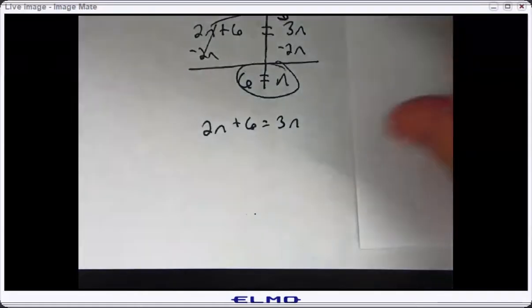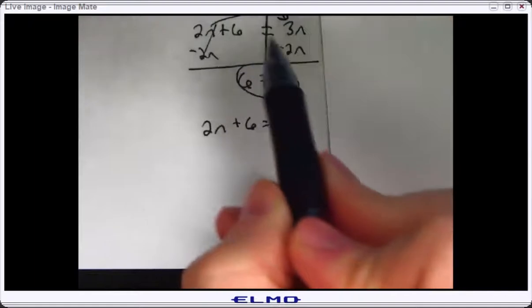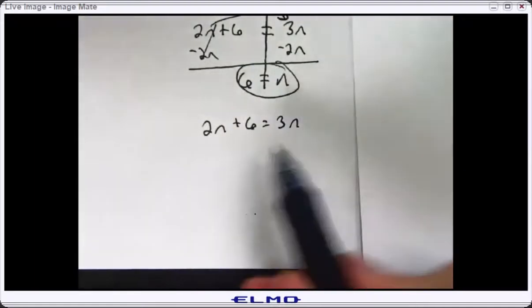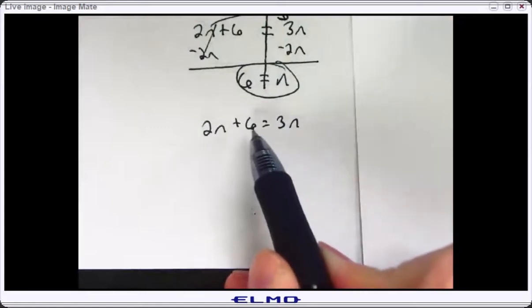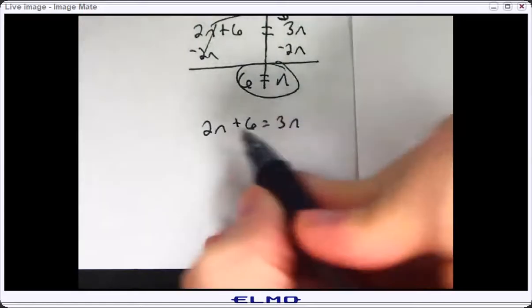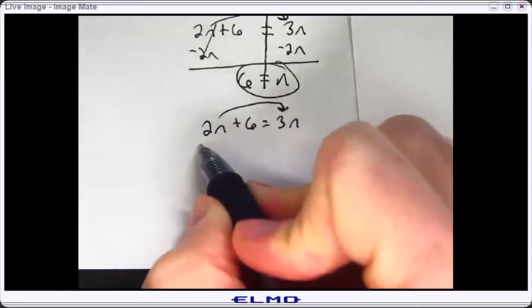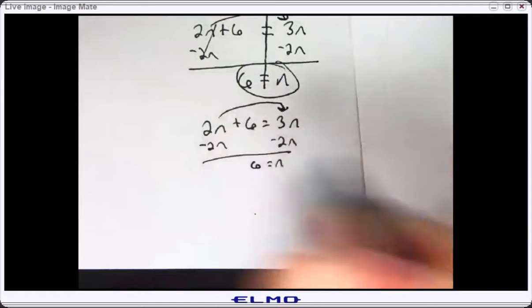I want to go back to number 5 because I misspoke. I said put the n on the side that results in a positive. Actually, there's a different rule we need to look at on this one. When you have a variable on both sides, but you have a constant only on one side, always move that variable away from that constant. That's why we subtract 2n from both sides and get left with 6 equals n.